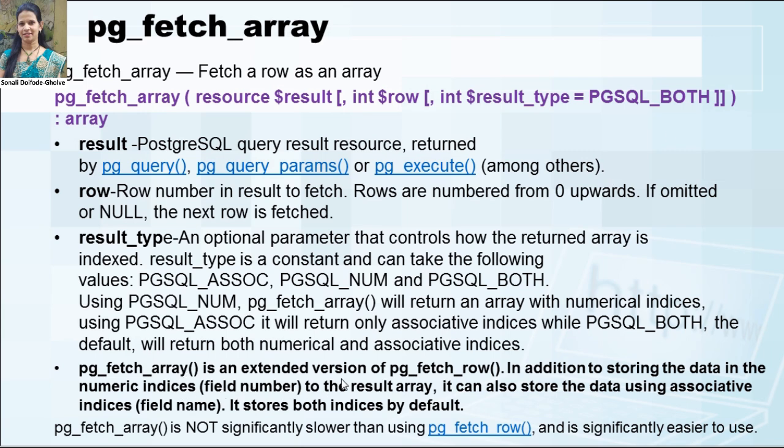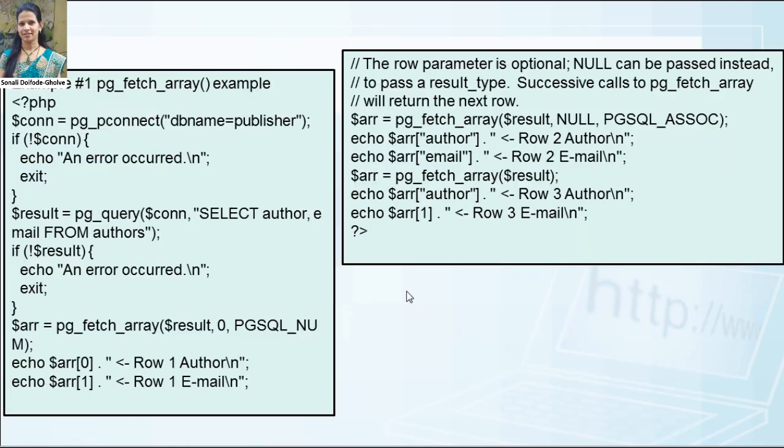pg_fetch_array is an extended version of pg_fetch_row. Okay, it is an extended version of pg_fetch_row. In addition to storing the data in the numeric indices, field numbers, in the result array, it can also store the data using associative indices. See, here we are storing the data by using the field number also and the field name also. It stores both indices by default.